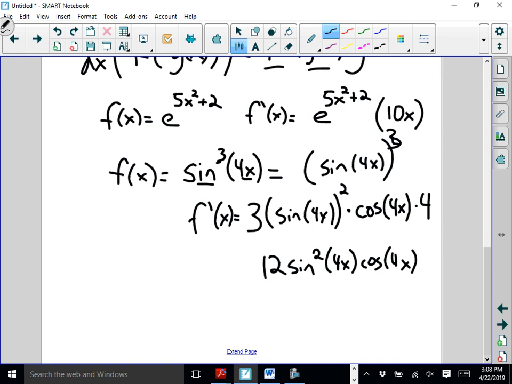They test all three of these rules on the exam. The most tested would probably be chain rule, followed by quotient, followed by product. Okay? A couple of definitions here in the last 2 minutes that we need to remember.